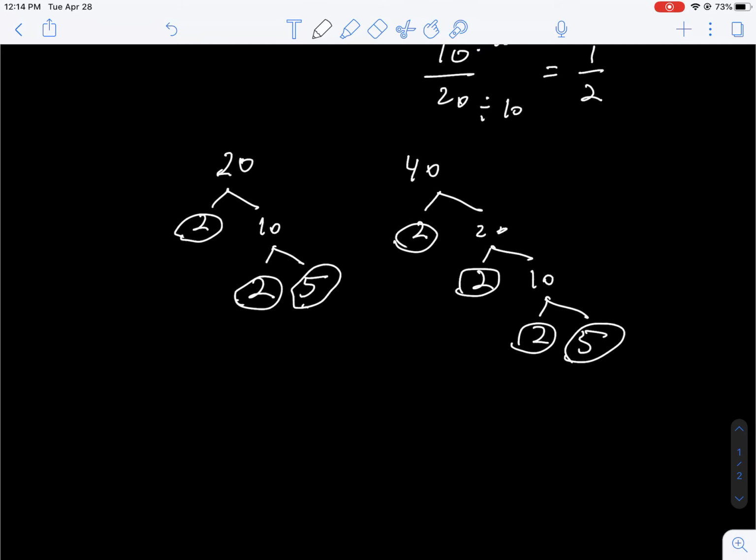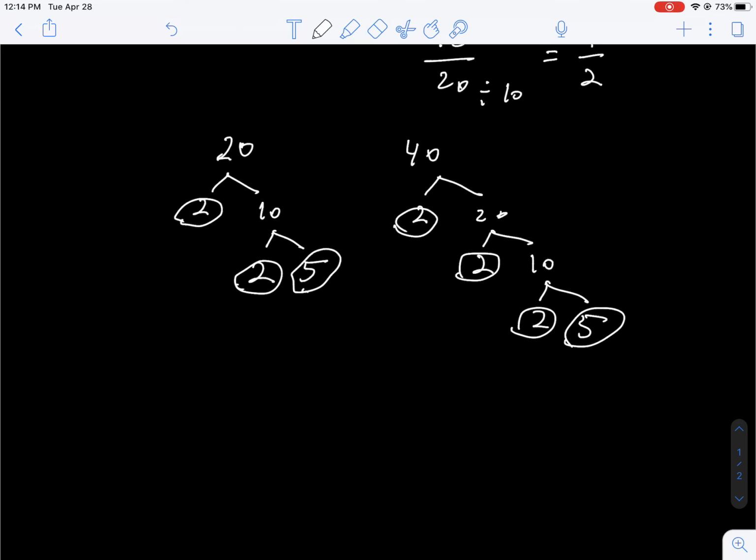Now, how to find the greatest common factor for 20 and 40? What we're going to do is write it down. I will say 20 equals, and we'll write 20 as a product of its prime factors: 2 times 2 times 5. 2 times 2 is 4, 5 times 4 is 20. We'll do the same thing with 40, and I'll say 2 times 2 times 2 times 5.